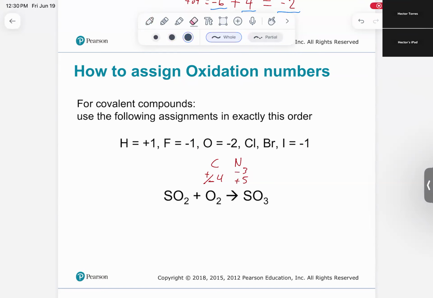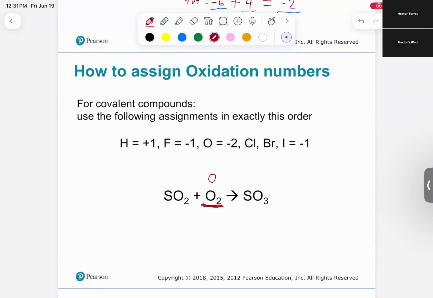So now let's apply this rule. Okay, so over here, firstly, let's look at this one. These ones are my favorite because they're so easy to assign. It's an oxygen bound to itself, so it's going to have an oxidation value of 0.